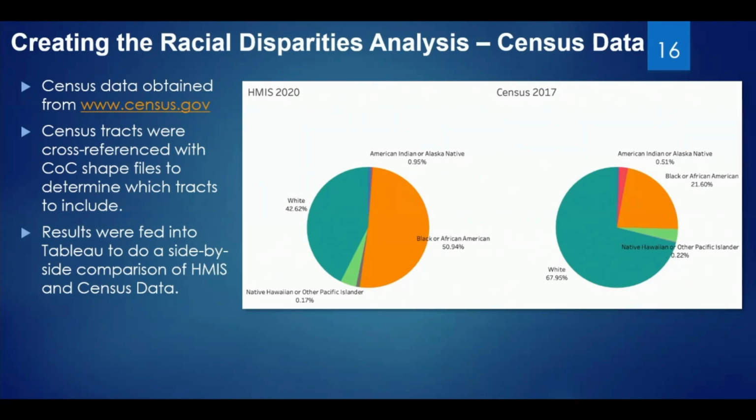When you look at the data side by side, there's immediately an issue that jumps off the page. We've got 51% of our folks in HMIS identified as Black or African American, while only 21.6% of the people counted in the census are Black or African American. And then the reverse is true of those who are identified as white. Next slide.